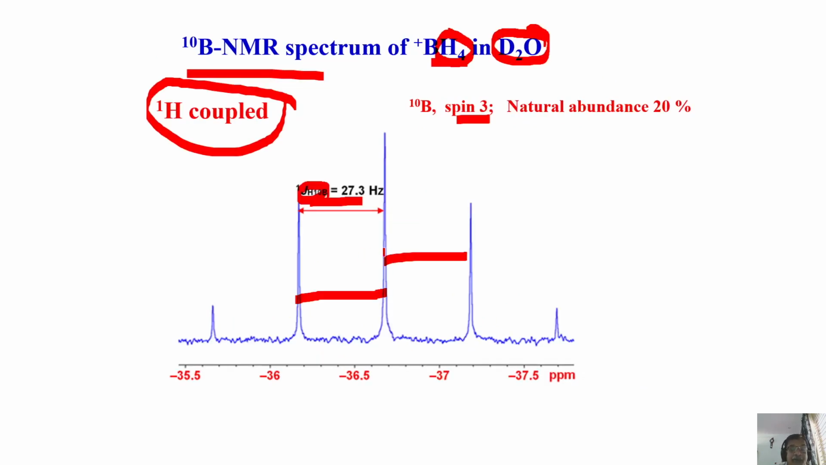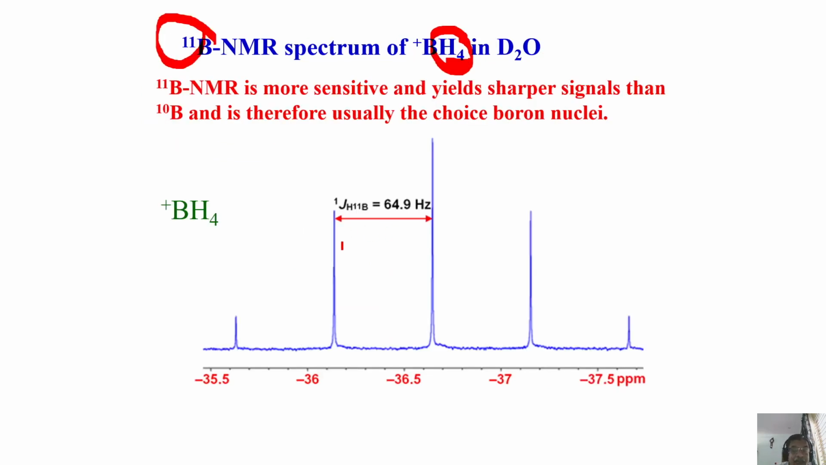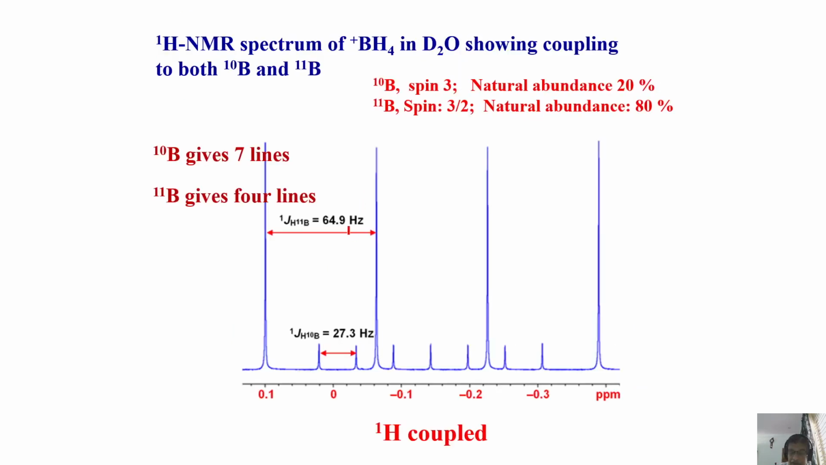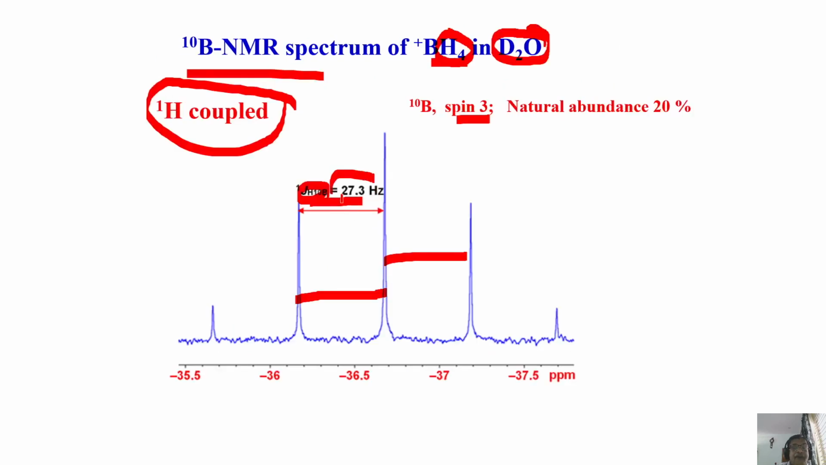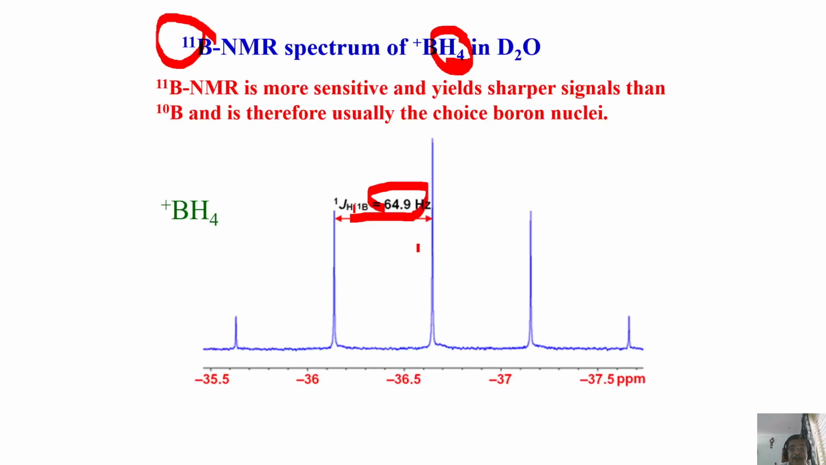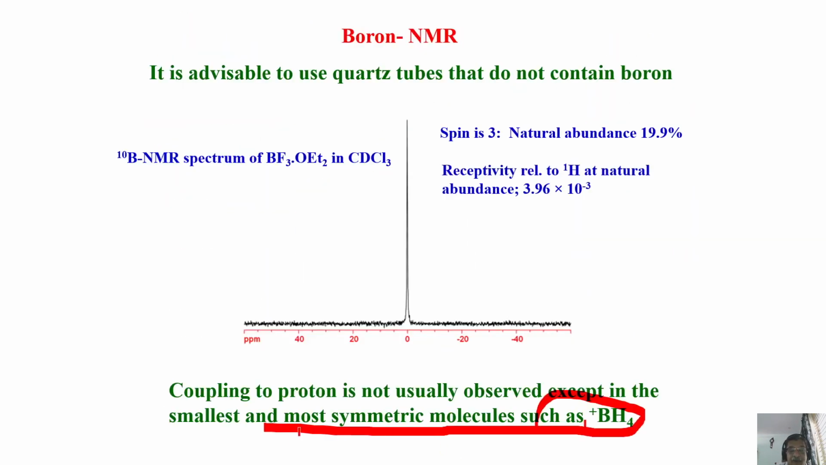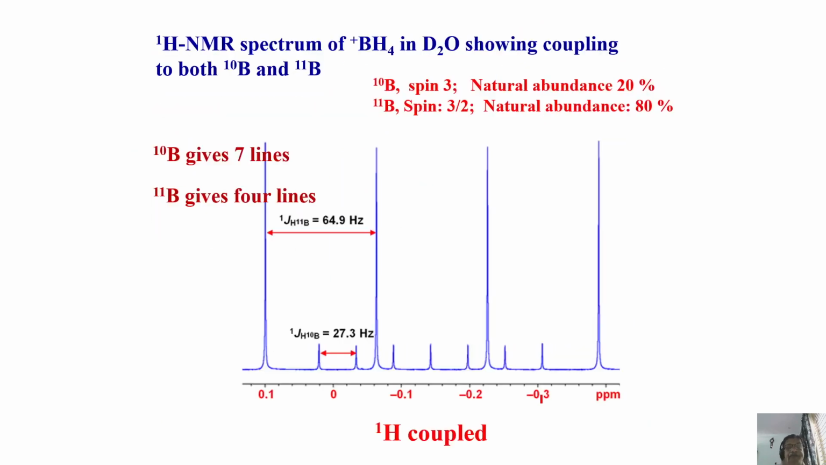So you get B10 proton coupling here, and here you get B11 proton coupling. See, isotope couplings are different. B11 proton is 65 Hertz approximately. This is 27.3 Hertz. See the difference? B10 proton coupling is almost half of the 11B coupling. So very easily we can see boron NMR and its coupling to proton, especially in this type of molecule. Otherwise normally, as I said, coupling to proton is usually not observed, except in symmetric molecules like that.